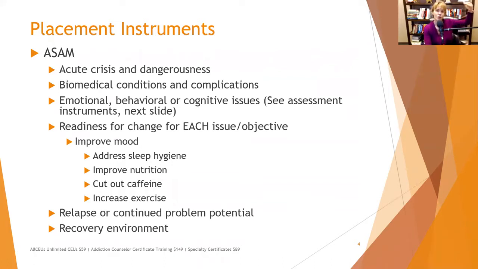History, and I guess that would go with acute crisis and dangerousness. If they have a history of suicidal or homicidal behaviors, that ups their risk and ups the level of care they probably need to be in. If they have emotional, behavioral, or cognitive issues, and we're going to talk about some assessments for those in the next couple of slides, if they're struggling with other stuff on top of depression, they may need to also be at a higher level of care. And their readiness for change for each issue or objective.